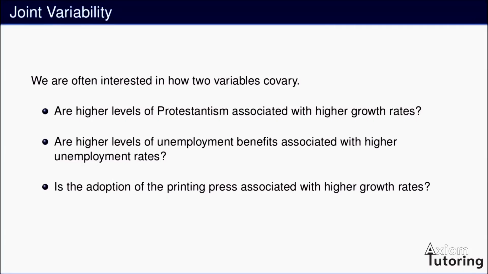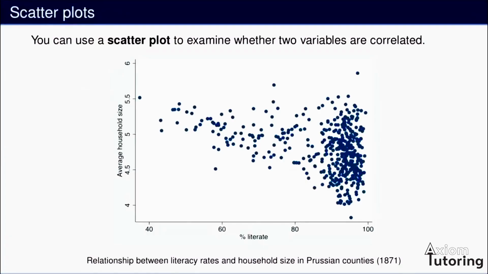So how can we answer those questions? Well, the first step might be to look at a scatter plot. A scatter plot is a plot where you have the two variables on the axes, one on the x-axis and the other on the y-axis, and it allows you to examine visually whether two variables are correlated. So for example, here, I'm looking at the percentage of people who are literate within a county versus the average household size within that Prussian county.